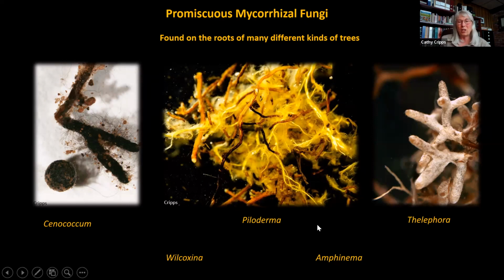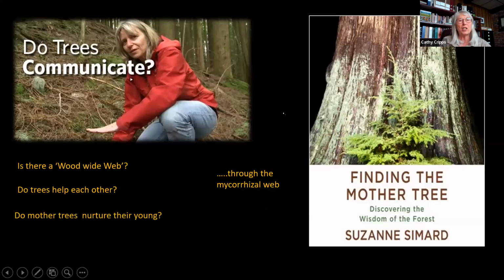The reason I mention these is because the promiscuous fungi have the potential to connect up different species of trees with each other. So they don't have to stick to one kind of pine or just aspen. They can start to make connections between trees below ground. Okay, so that sets the stage for this last part of the talk. Now you know something about mycorrhizal fungi.